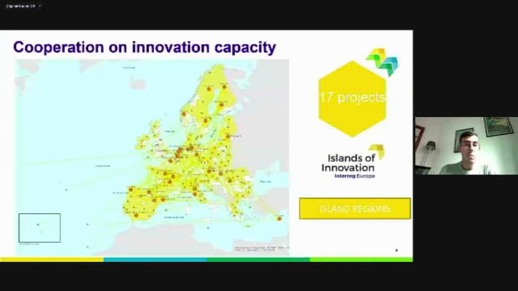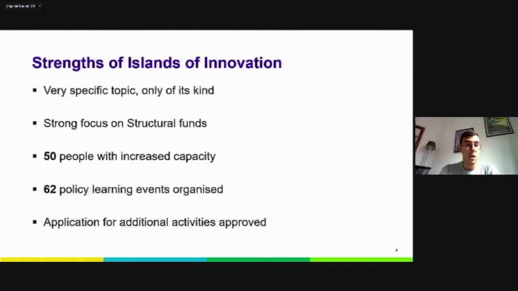Now, if we focus a bit more on your family of projects, as we call them, as you can see, pretty much all the continent is participating in this project. And on innovation capacity, with a focus on this, it's 17 projects, but you're the only one to work on the islands. So it's a very, very specific topic. You're the only one. And this is actually one of the strengths of the project.